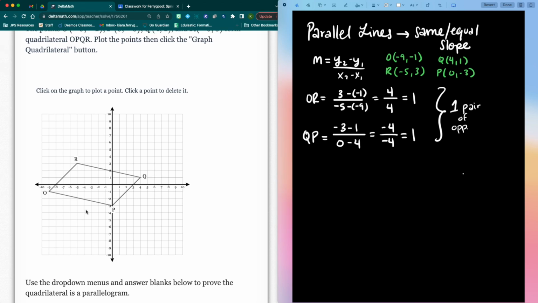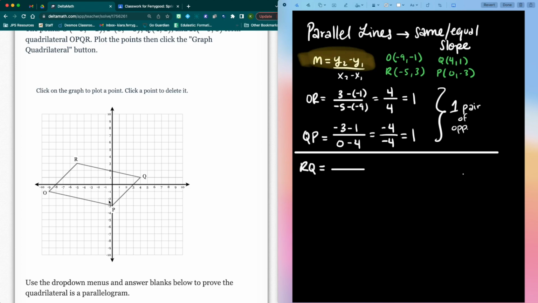Use rise over run, but I'm going to continue to use the slope formula just so you guys are getting a little bit more comfortable with that. Now, we also need to prove that RQ and OP have the same slope. So what I'm going to do is I'm going to come here and start off with my slope formula again.